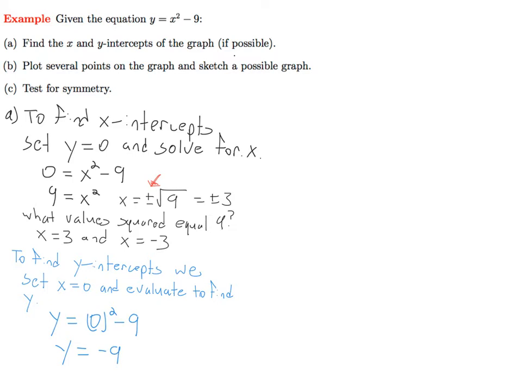And I should say that these intercepts are points. So I'd want to give this as coordinates: x is equal to 0, y is equal to minus 9, and for the x-intercepts, I should give those as coordinates as well. So that would be 3, 0, and minus 3, 0 are the two corresponding x-intercepts. And down here, we have the y-intercept.